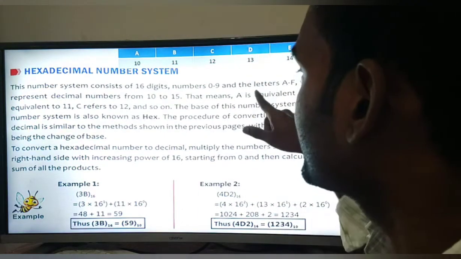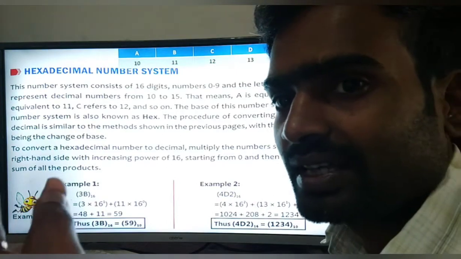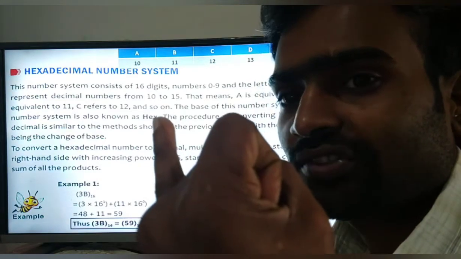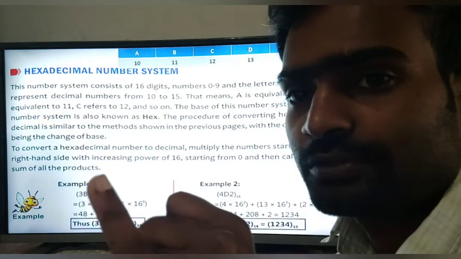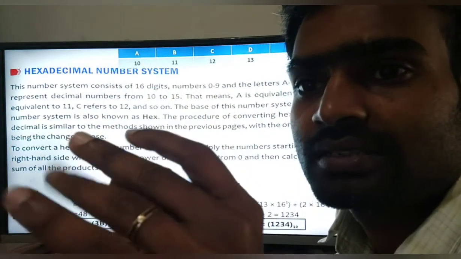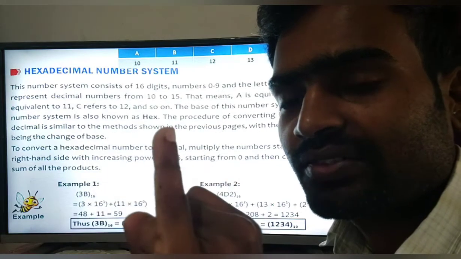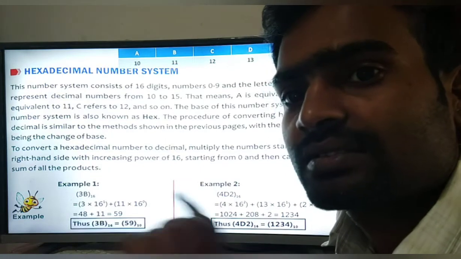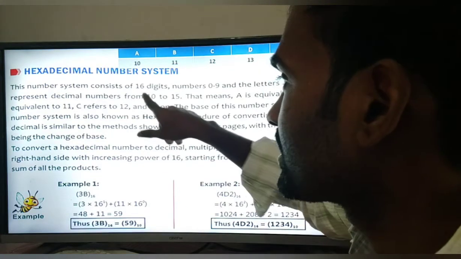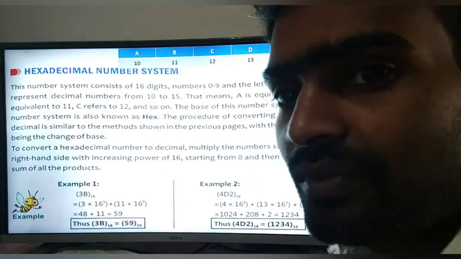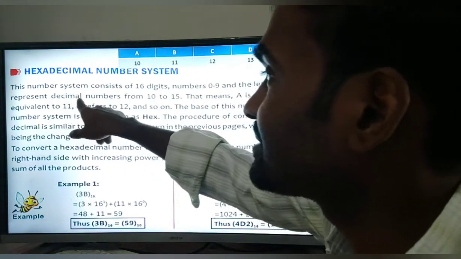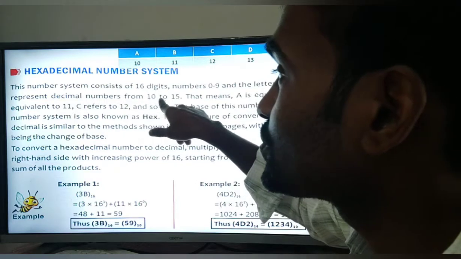That is A to F: A, B, C, D, E, F. We have 6 values, so 10 plus 6 is 16. Clear? We have 16 digits here. And A to F represent the decimal numbers from 10 to 15.